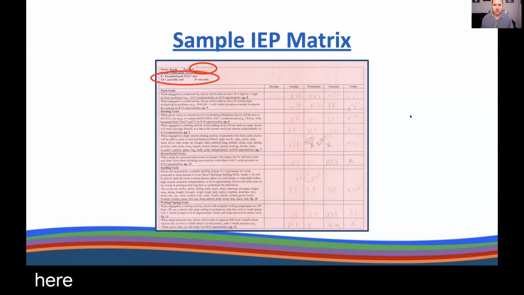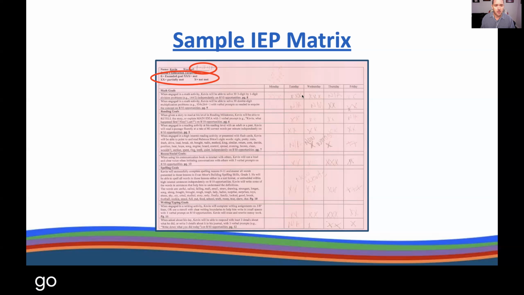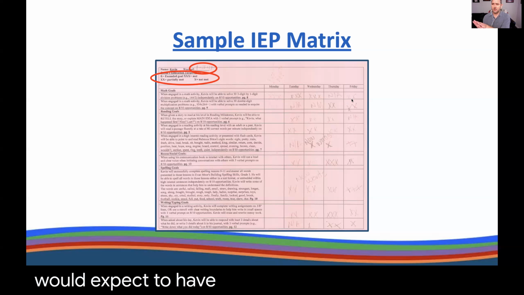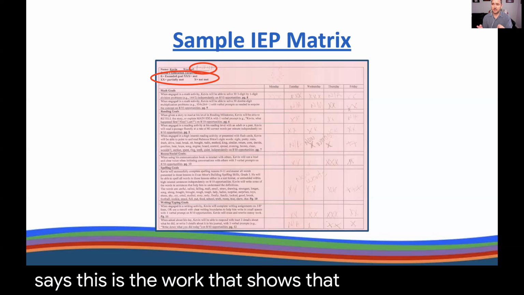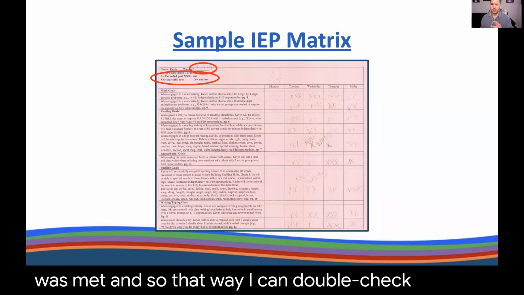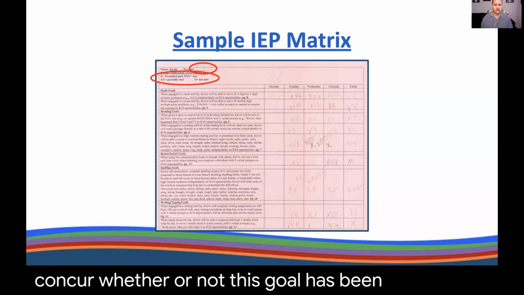And here, for example, on Tuesday with math goals, Kevin was doing his math activity and he met this goal with 33-digit by 1-digit division problems. So I would expect to have a student work sample that's annotated by whoever was collecting that data that says this is the work that shows that this data point was met. And so that way I can double check and concur whether or not this goal has been met.